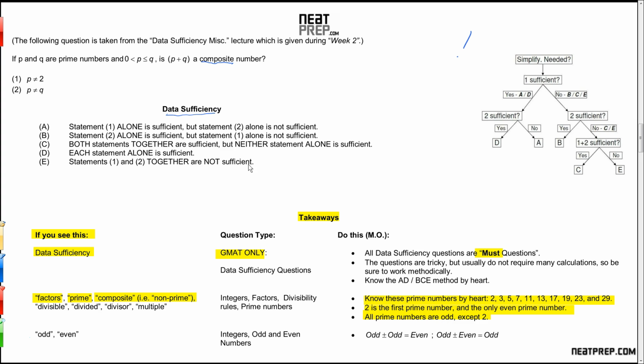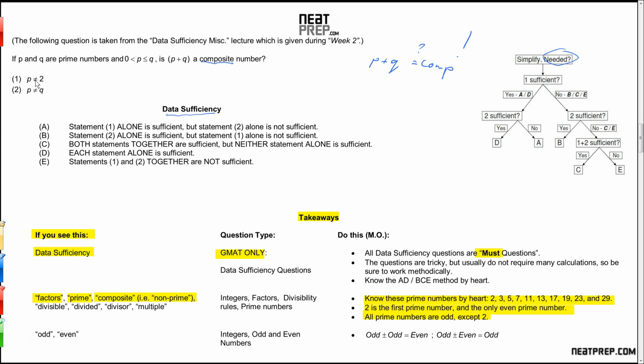So again, going into the question, is P plus Q a composite number? I have no idea what I need specifically to do here. Going back to this MO of how to deal with all of the data sufficiency questions, I need to simplify it. So the simplification would be: is P plus Q equal to a composite? That's going to be my simplification, but not much more than that. I do not know what I need in order to solve this particular question.